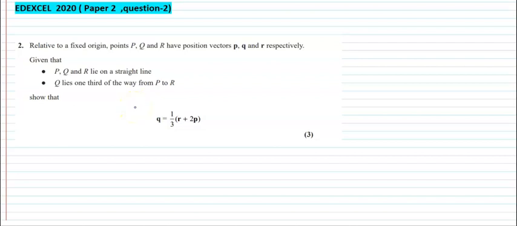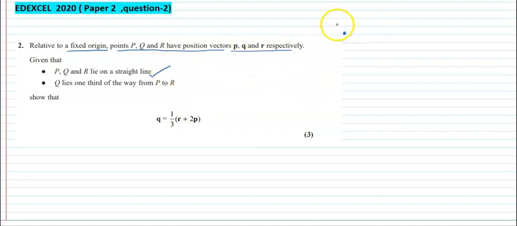So next question I have taken is Edexcel 2020 paper 2, question number 2. Here it is given, relative to a fixed origin, points P, Q, R have position vectors p, q, r respectively. Show that P, Q, R are on a straight line. This we need to show. And Q lies 1/3 of the way from P to R. Show that q is 1/3 of r plus 2p. Because we need to show they are in a straight line.